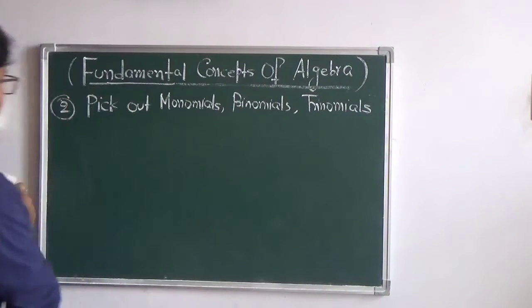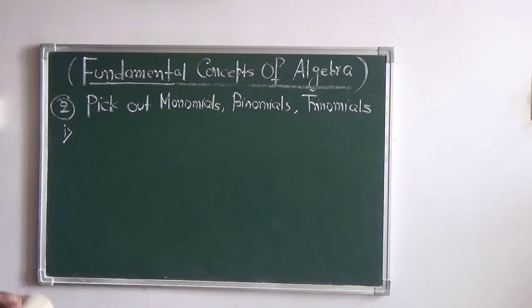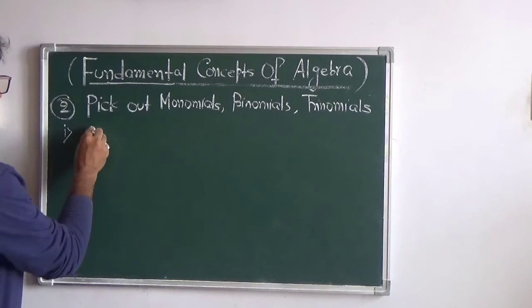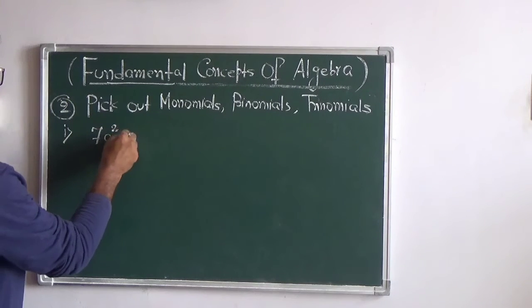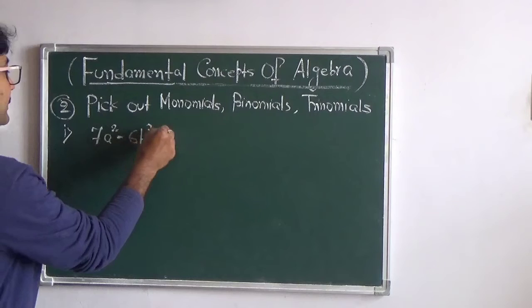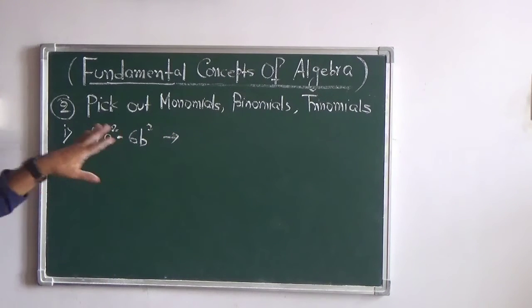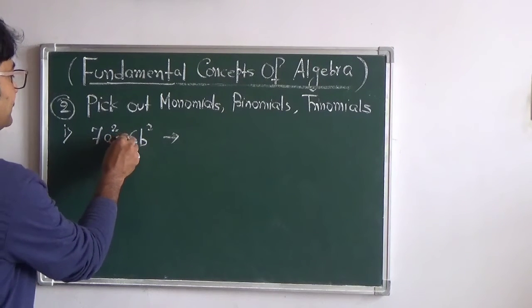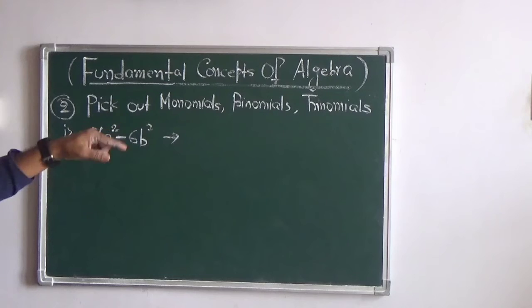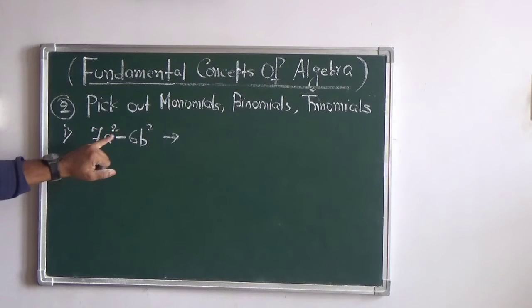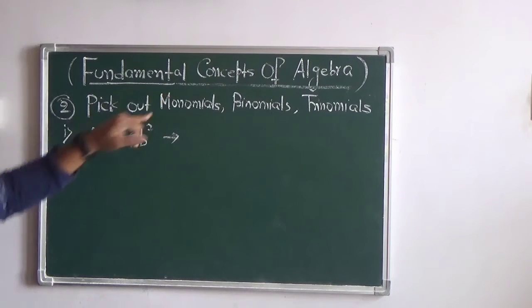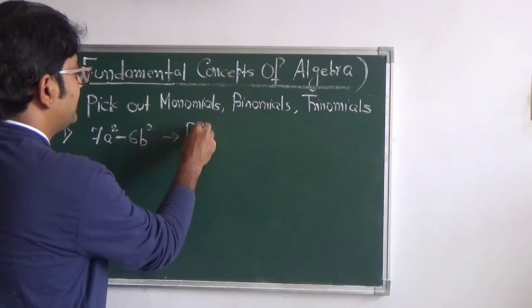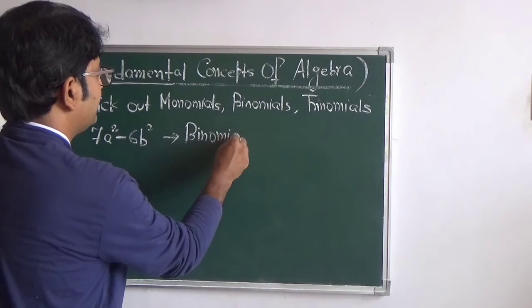So let us have the first expression here, that is 7a square minus 6b square. We know that the terms of an algebraic expression are separated by a plus or a minus operator. So here it is minus. So there are two terms in this expression. One is 7a square, the other is minus 6b square, and this is a binomial. So two terms mean binomial.